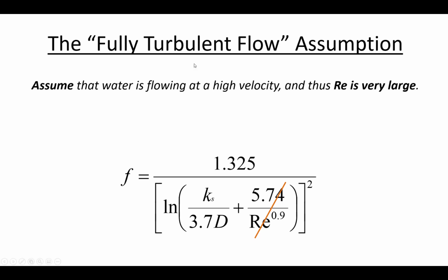Okay, so that's the backstory of the fully turbulent flow assumption. The assumption is, let's neglect the effect of the Reynolds number just by assuming that you've got a high velocity. So then in your second iteration, you'd use the full Jain equation. You'd switch over. You'd only use this fully turbulent flow assumption in iteration 1. And then thereafter, you'd use an updated f value that's based on the actual flow conditions.